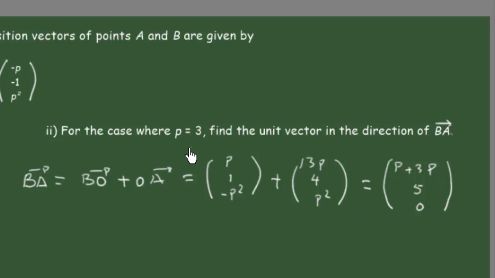Now if we consider the case where p equals 3, the vector BA will give us, we replace p by 3 here, p plus 3p, 3 plus 3 times 3, 9, this is going to be 12, and then you have 5 here, and 0.